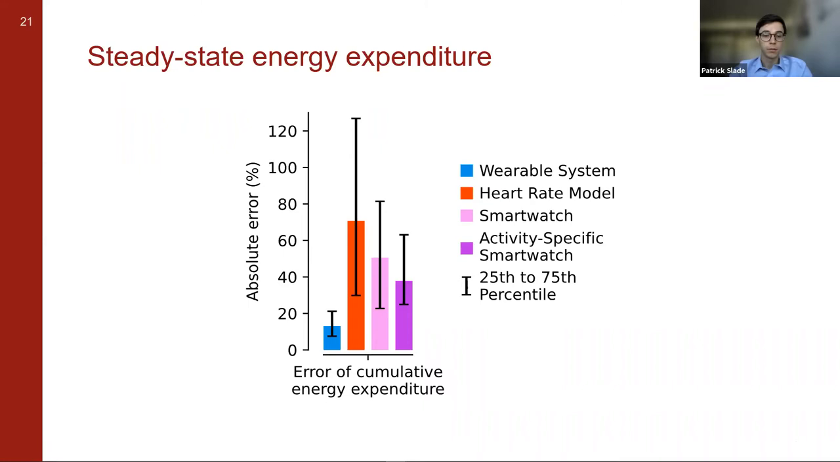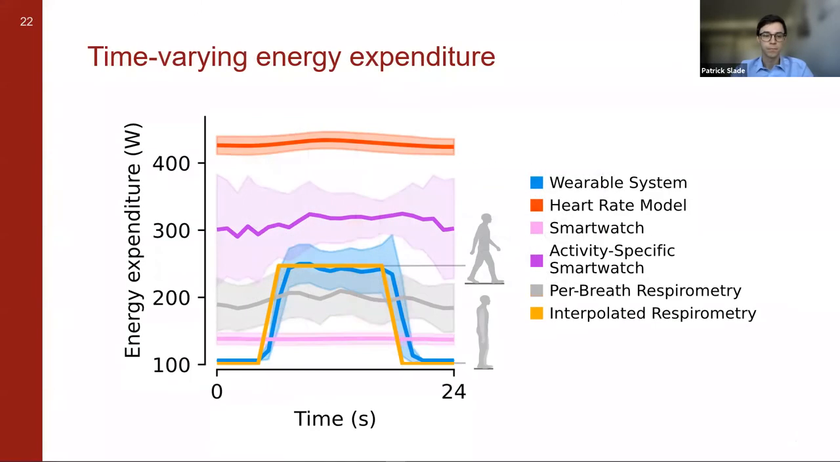Because our model did so good at quickly estimating energy expenditure from the start of the condition to the end of the condition, we wanted to test how it performed during time-varying conditions. You can imagine here the person is quietly standing and then switches to walking and then back to quietly standing. And they repeat this many times in a row. The ground truth energy expenditure when they're standing is shown here, and then when they're walking is shown here.